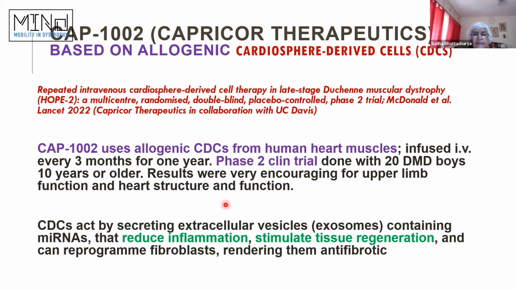So they have got these cardiosphere cells from human heart muscle and then infused them intravenously every 3 months for 1 year. 4 injections they have given in a phase 2 clinical trial with 20 DMD boys, and the results have been encouraging. So this technology is also being tried out with a larger cohort of patients.